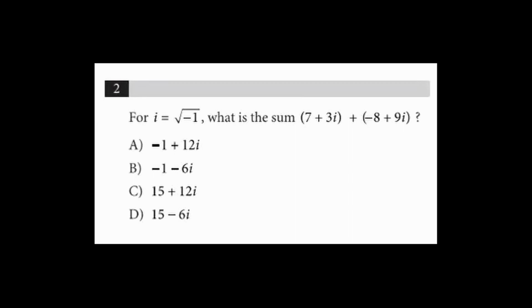Number 2. This is another visual example that needs to be solved fast. Look at these first two numbers. 7 minus 8 is going to give me a -1, so it's going to cancel out C and D. So the answer is going to be A or B. Quickly note that the imaginary portions 3i and 9i are both positive, so it has to be A.